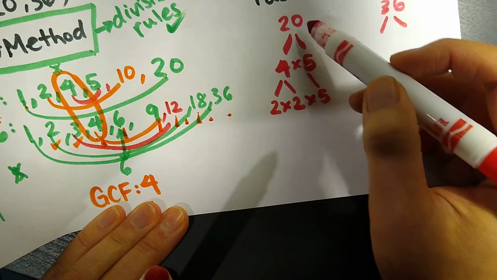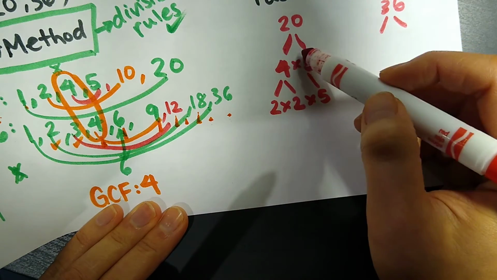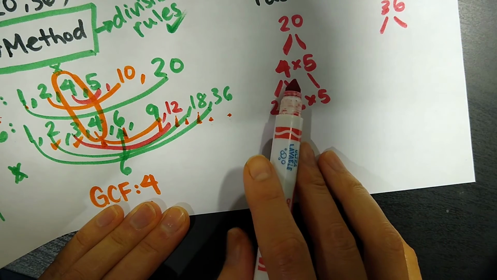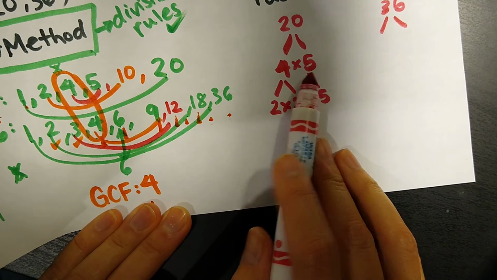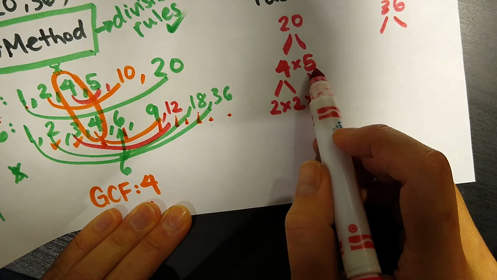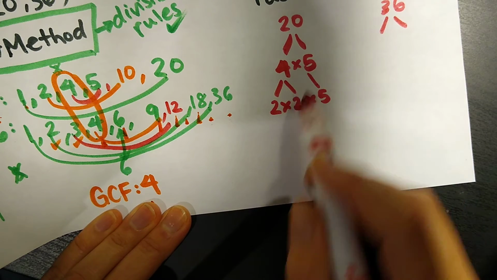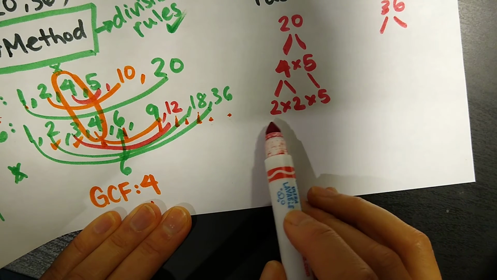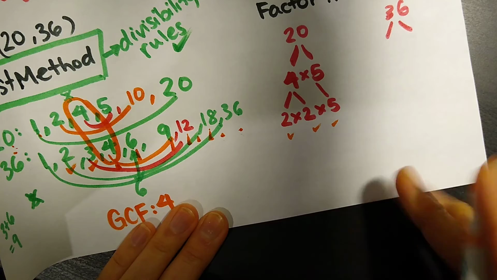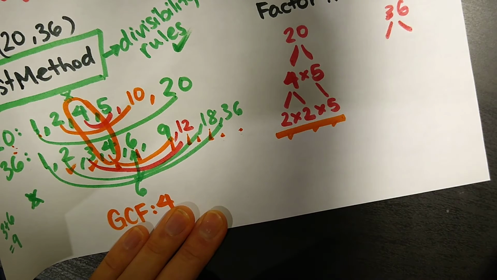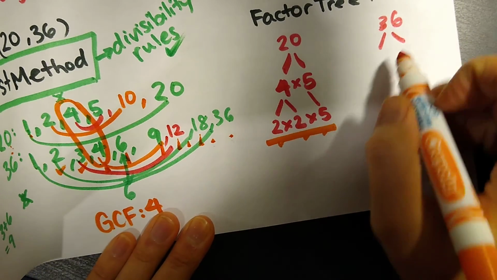So once again, write the number at the top, break it down into any factor pair. I could have done 2 times 10. I could have done 1 times 20, which is kind of useless. I could have done 5 times 4 or 4 times 5. I did 4 times 5, and I had to break down 4 further. Now, because 2, 2, and 5 are all prime numbers, I'm done my factor tree. This is called prime factoring.